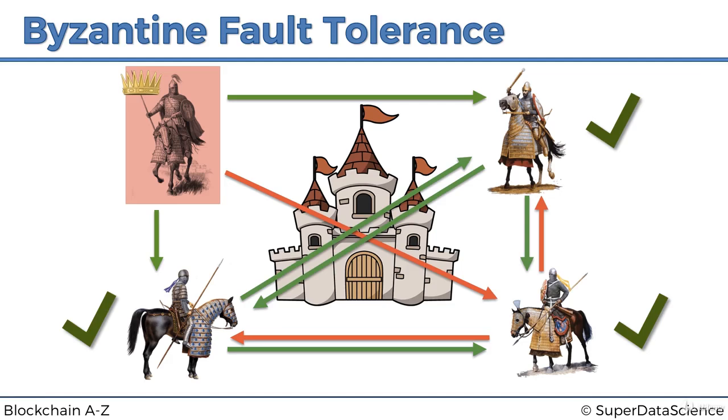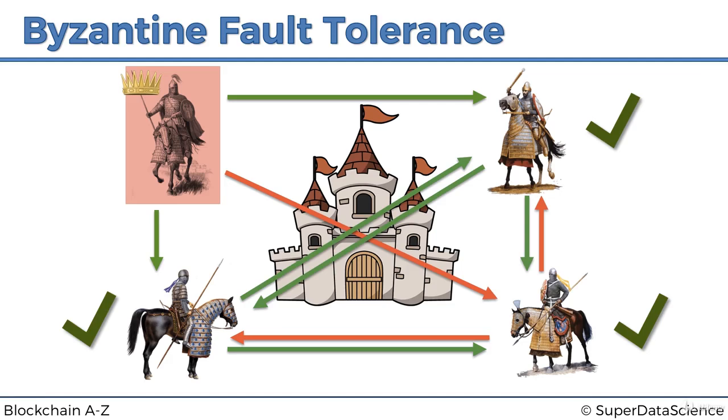So if you have 10 generals and they're all deciding, if 4 of them are traitors, then that's it. You're not going to win. If 3 of them are traitors, then this algorithm works. And so that is the level of tolerance of this system in the sense of traitors.